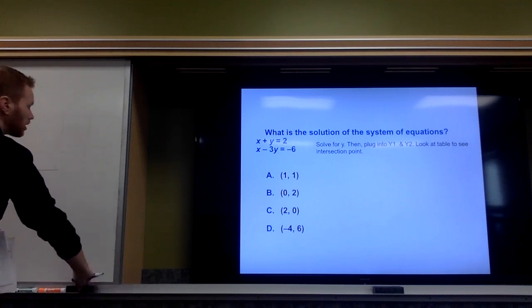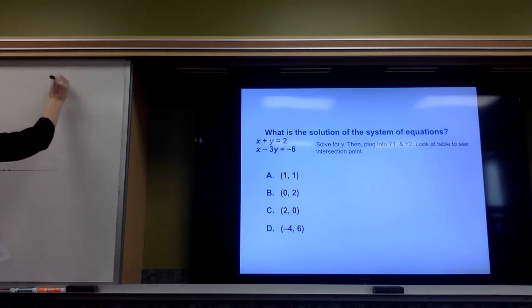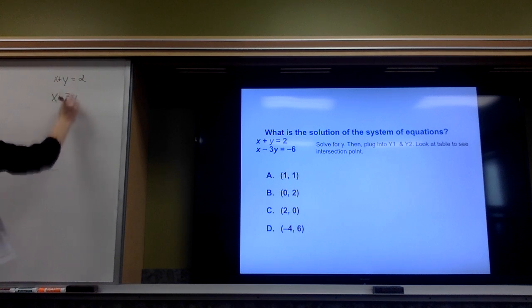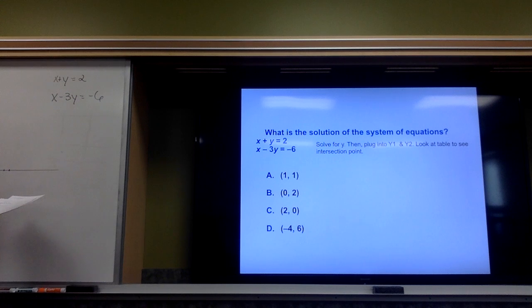So we have x plus y equals 2. We have x minus 3y equals negative 6. Okay? The point that will work is 0, 2. That's going to be my answer. That's going to satisfy both equations, and it's the point where they intersect. But let's check. Okay? Let's always check.